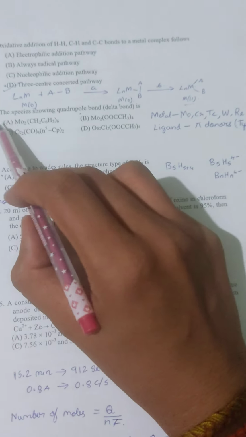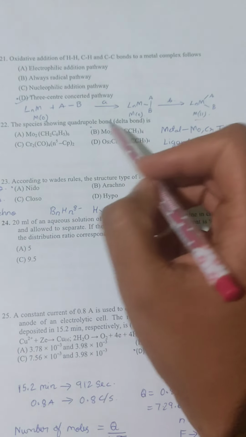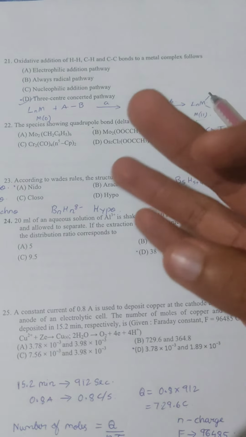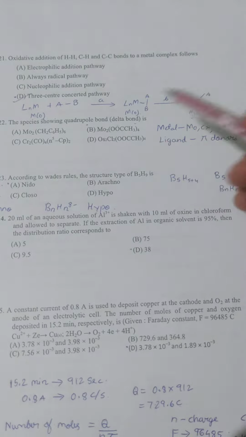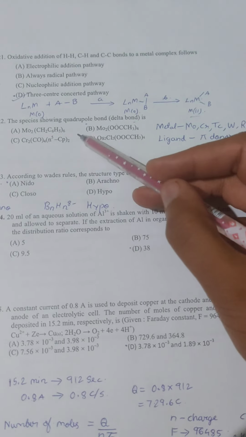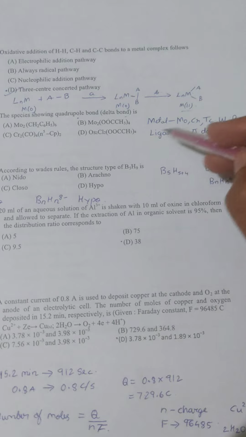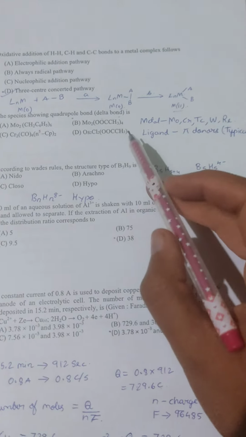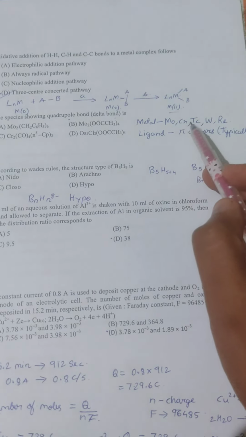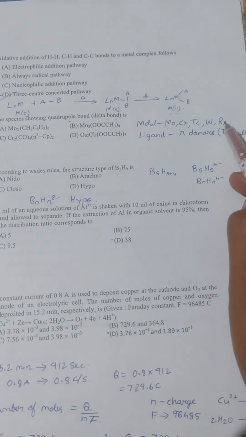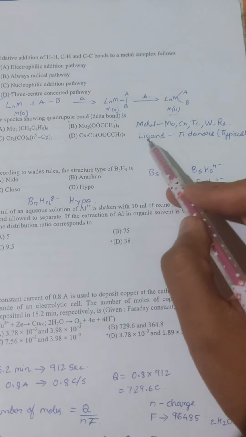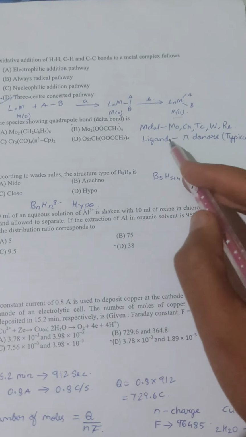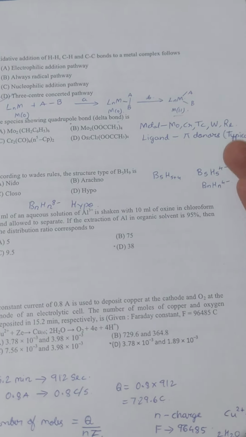Now, the next question is on species containing quadruple bonds or delta bonds. Whenever we study, we only study sigma and pi. A delta bond means you should have 4 bonds. Here there are conditions: whenever you want to find it, you should know that metals such as molybdenum, chromium, technetium, tungsten, rhenium, these metals with ligands, which should typically be pi donors, then only you will get the quadruple bonds.